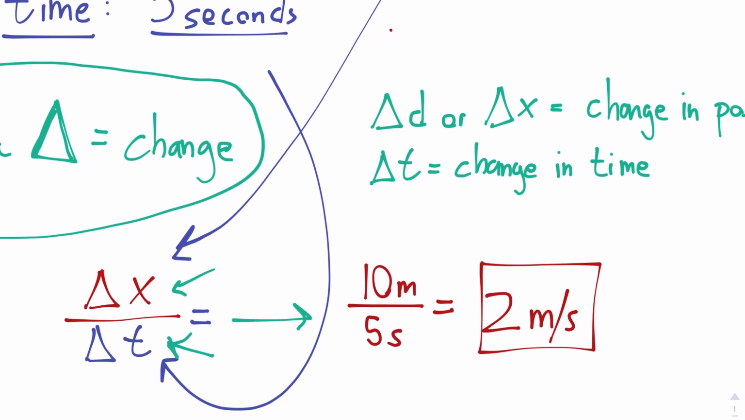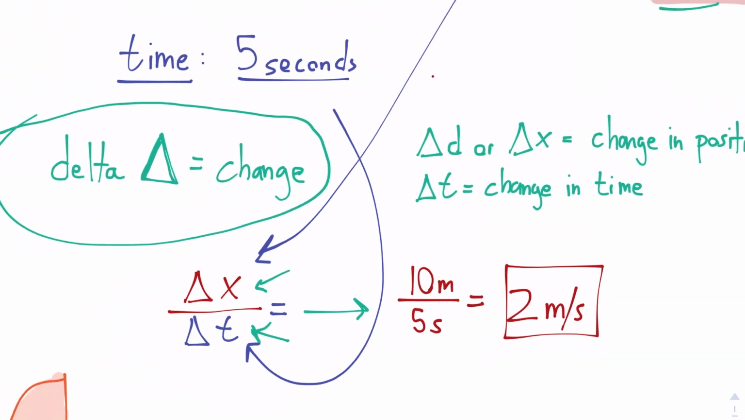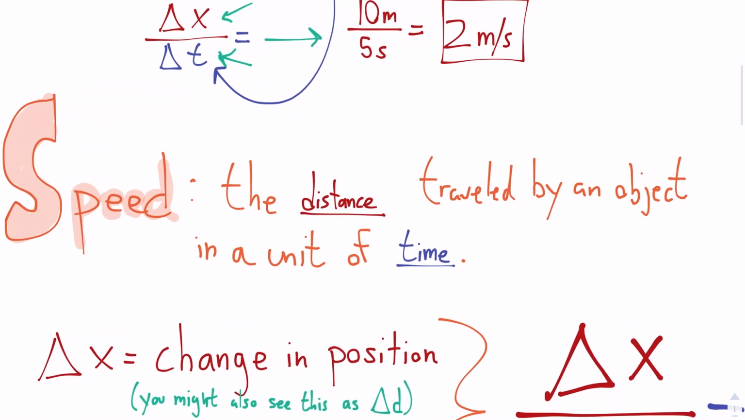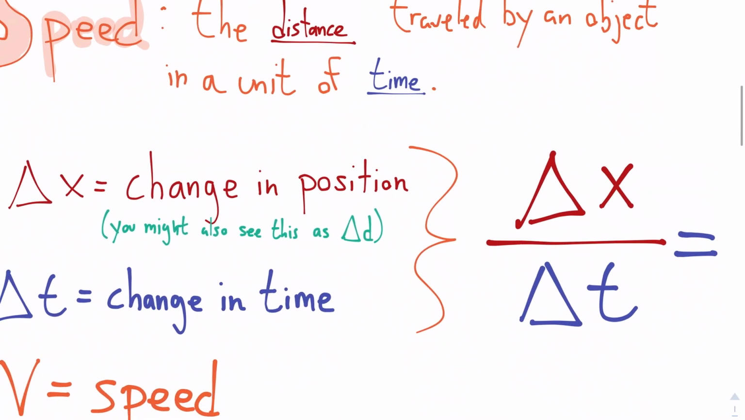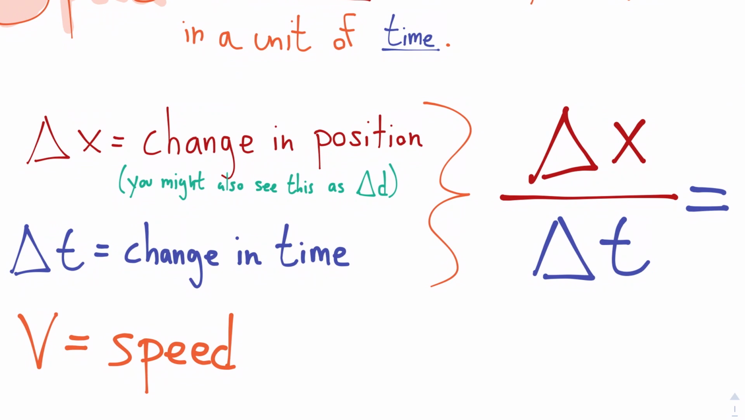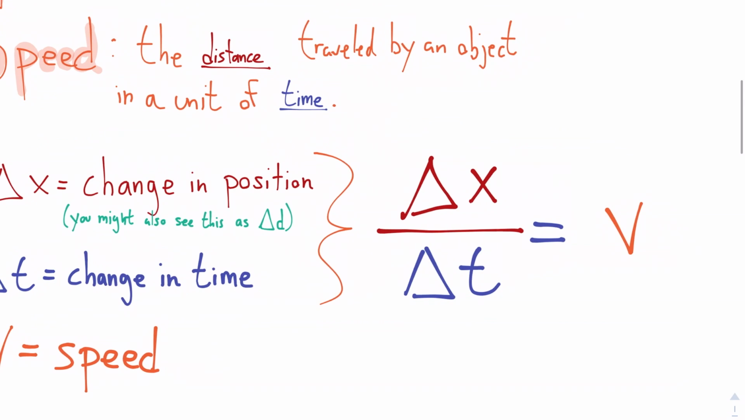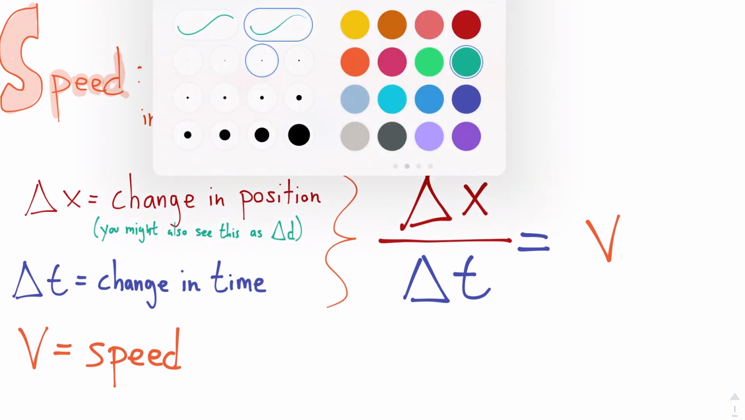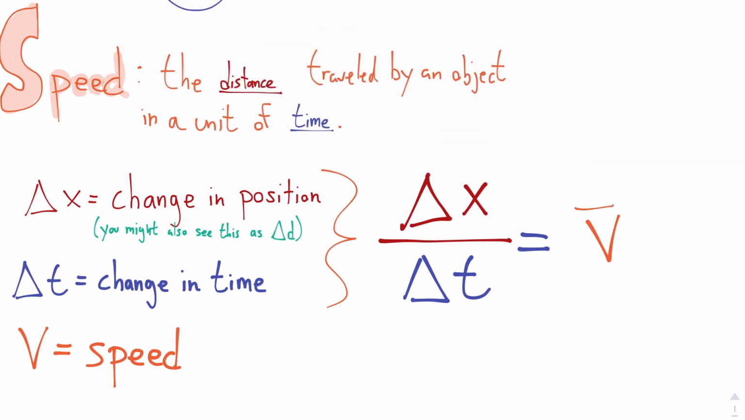Now, let's look at this again with a problem. So before we get to the problem, let's just look at speed itself. Speed, as we say, is the distance traveled by an object in a unit of time. It's how far you go in a certain period of time. And to kind of refresh ourselves, we know delta x is change in position, delta t is change in time, and this gives us another variable which we call v, which is speed. V oftentimes refers to velocity. Sometimes you'll see v with a line over it. There's lots of different things, but we won't get confused by that.